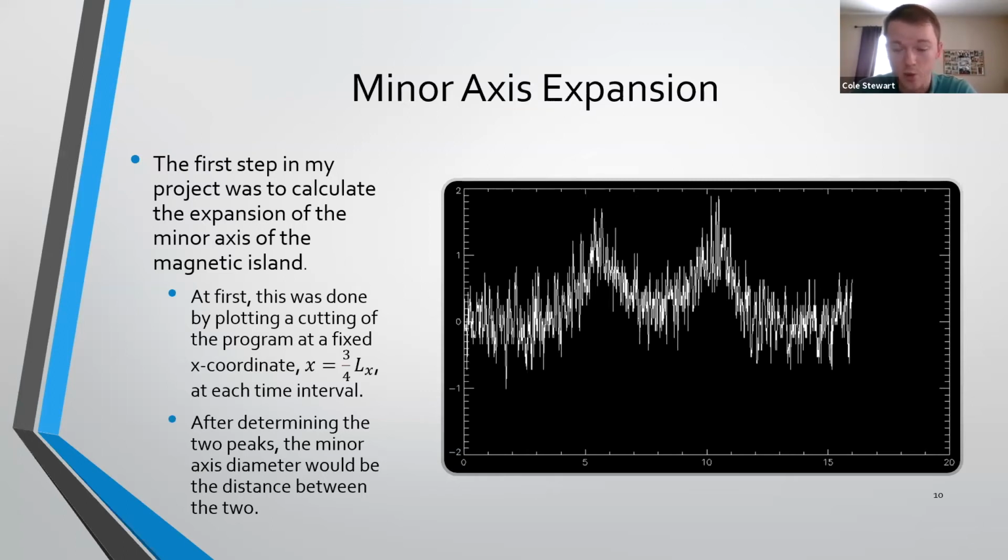The left peak corresponds to the bottom of the ellipse, the lowest y value, and the right peak corresponds to the top, the highest. In order to calculate the minor axis diameter, it is just the difference of these two y values.